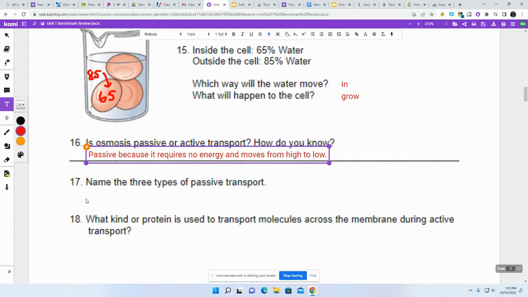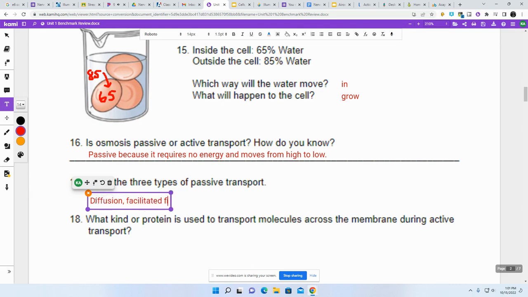All right, name the three types of passive transport. We got diffusion, facilitated diffusion, and we got osmosis. Those are our three types of passive transport.